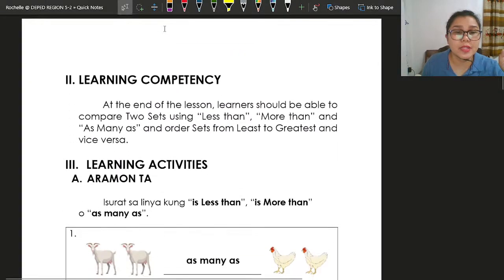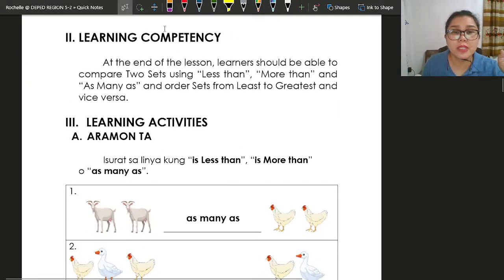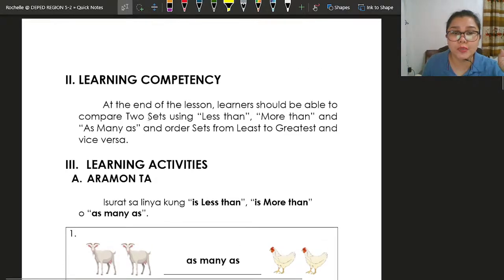Okay. So learning competency, at the end of the lesson, learners should be able to compare two sets using less than, more than, and as many as, and order sets from least to greatest and vice versa. Okay, so we are done. Ito muna yung the use of less than, more than, and as many as.